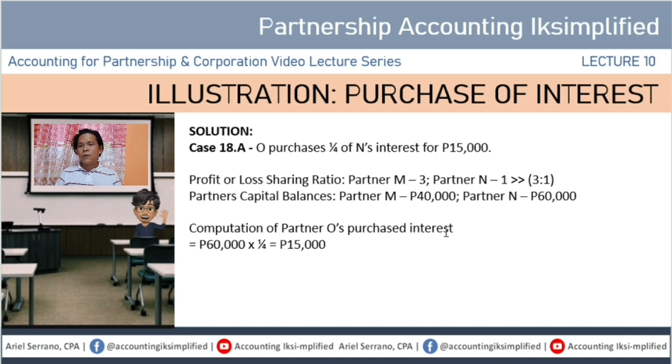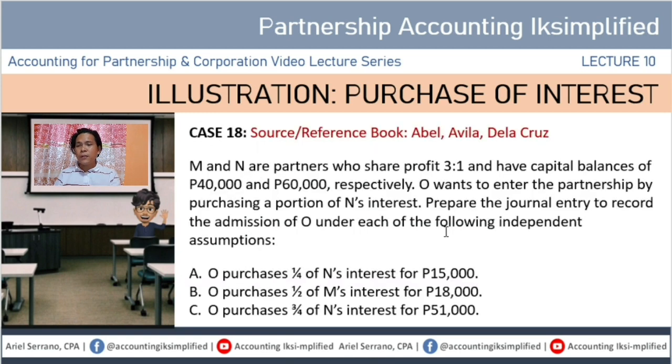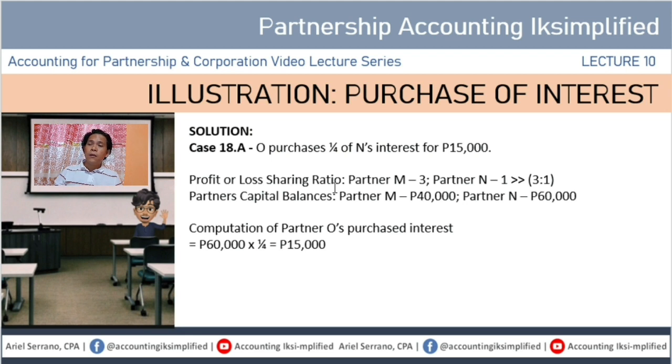Ang binili kasi dito ay 1/4 ng interest ni N for 15,000. Remember na yung kanilang capital balances before admission ni partner O ay 40,000 and 60,000: 40,000 kay partner M and 60,000 kay partner N. So kung ang binili dito ay interest ni N, which is 60,000 and 1/4 noon, paano ba yon? This one, 60,000 times 1/4 or 60,000 divided by 4, that is 15,000.